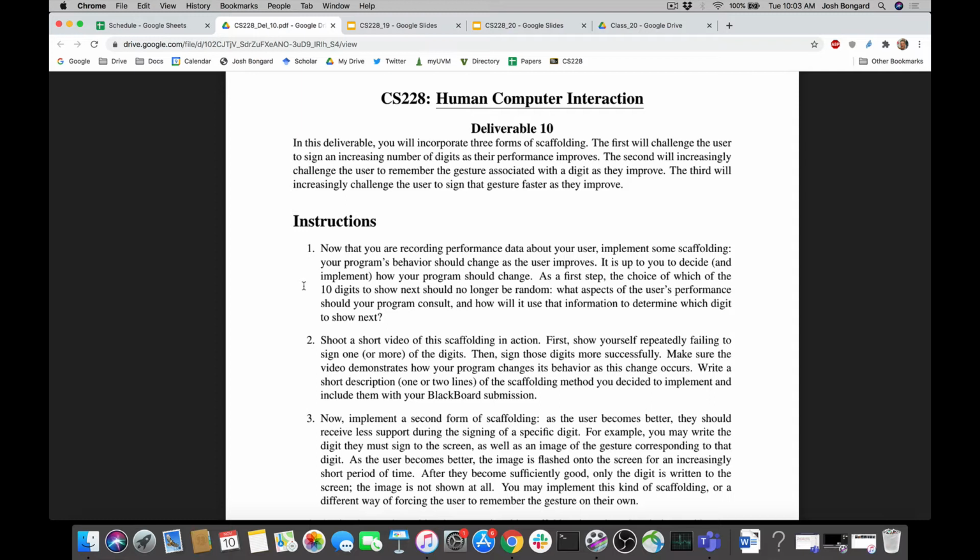The second scaffold will increasingly challenge the user to remember the gesture associated with the digit as they improve. So you're going to flash up the image and the digit itself, and then over time, as they get better and better at signing the digit, you're going to show only the digit and not the image of what they should be signing. So they need to memorize the gesture associated with each digit.